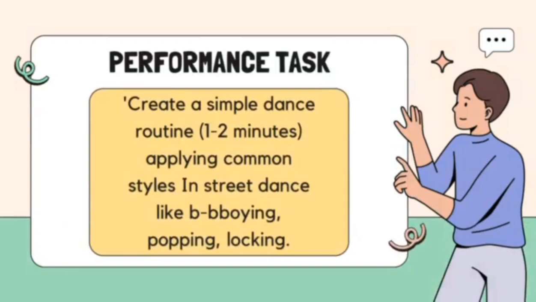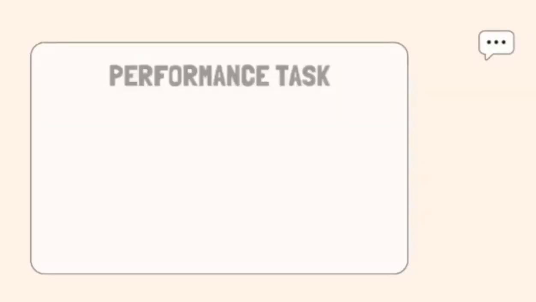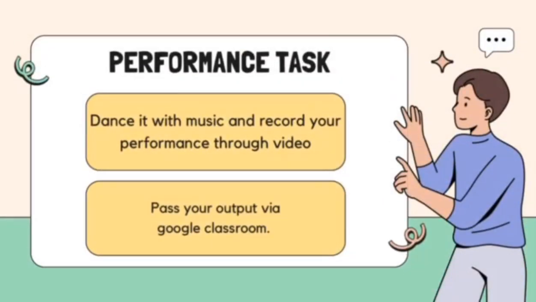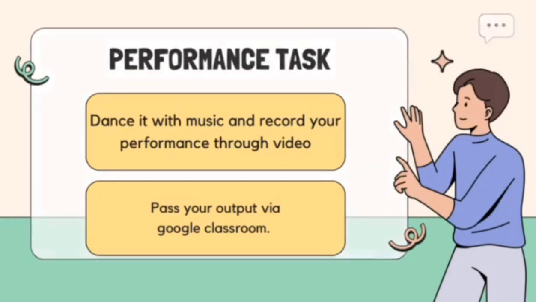Create a simple dance routine that ranges in about 1 to 2 minutes, applying the common styles in street dance like b-boying, popping, and locking. Dance it with music and record your performance to it.